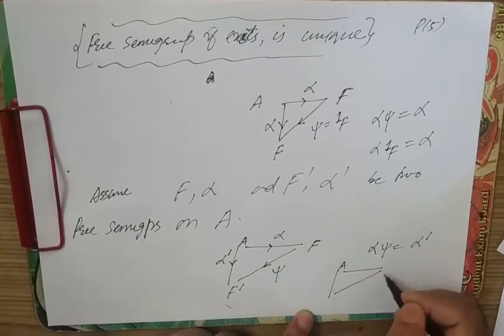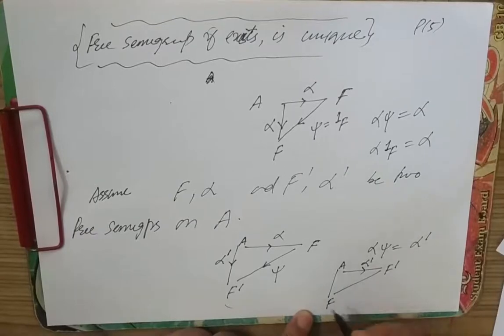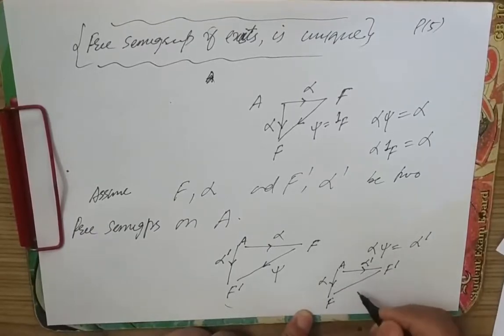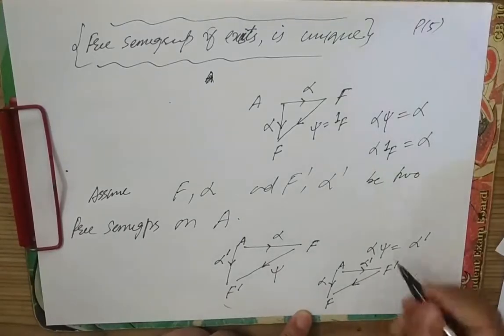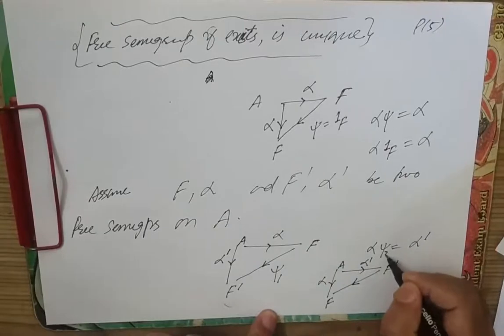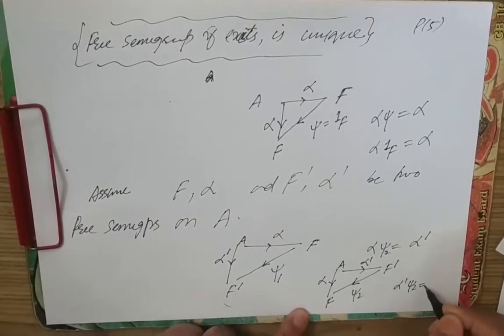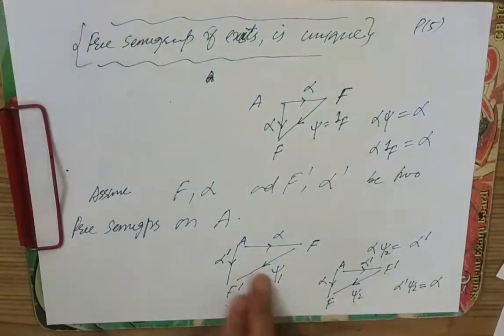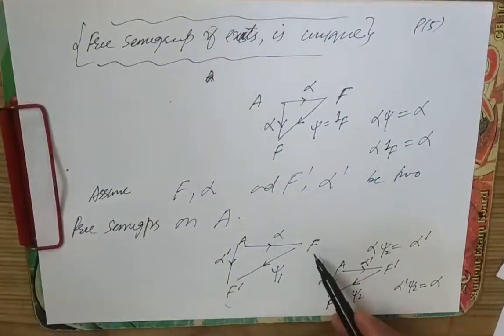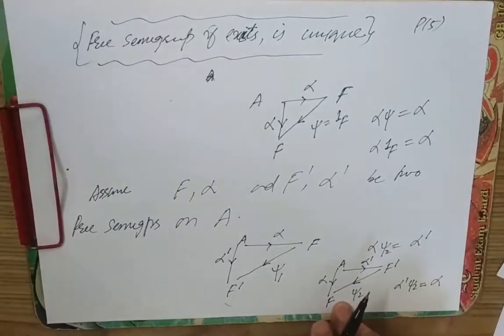This is A. Let's write here F dash. By treating F dash as a free semigroup, and this F as a semigroup, there must again exist a unique morphism. Let's denote this unique morphism by psi 1. There is also a unique morphism psi 2 such that alpha dash psi 2 is equal to alpha. So we have two diagrams actually: by treating F as a free semigroup we have this diagram, and by treating F dash as a free semigroup we have this one.